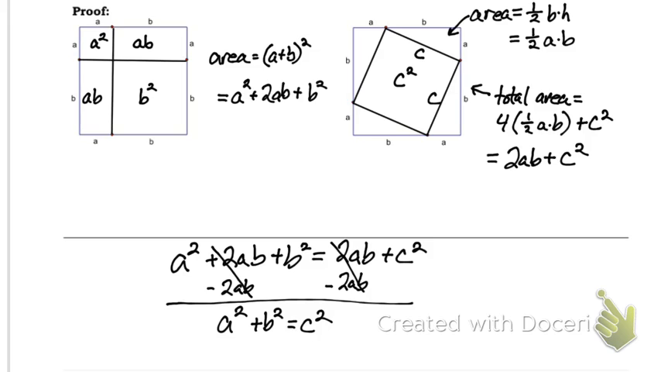Probably one of the most interesting proofs. What was that? I'm just shocked right now. Where did I lose you? No, I'm just, oh, so A squared plus B squared equals C squared.